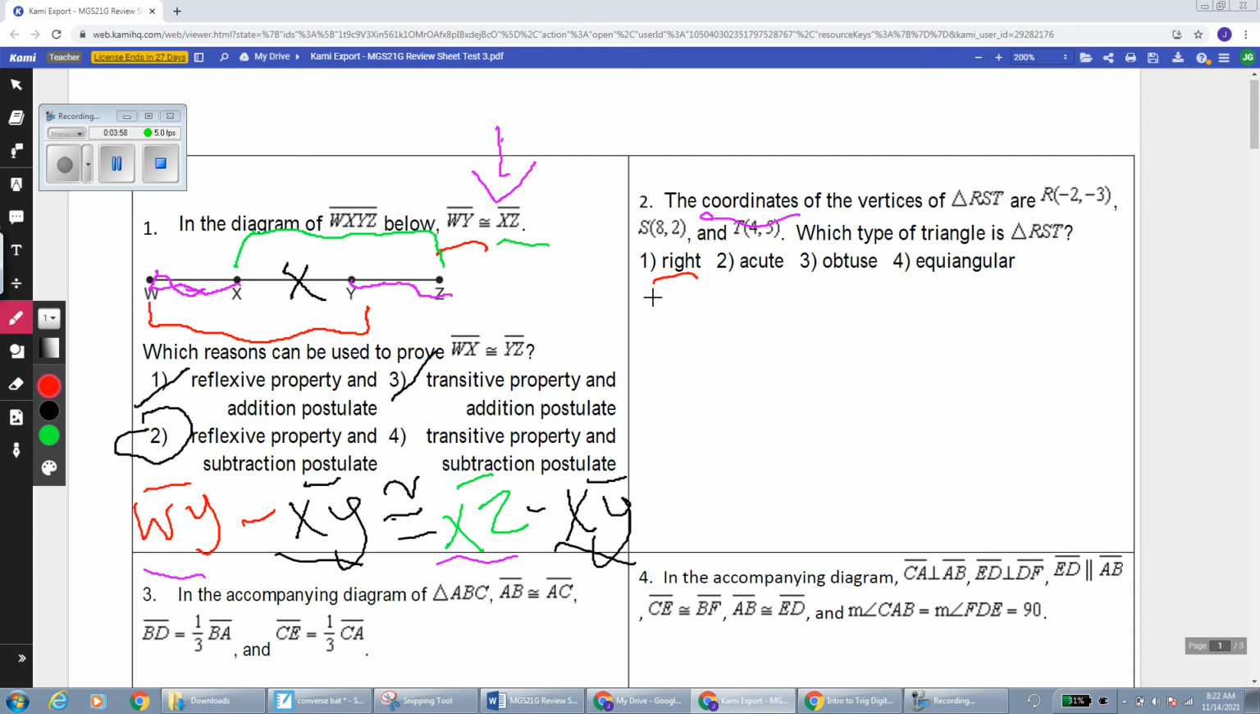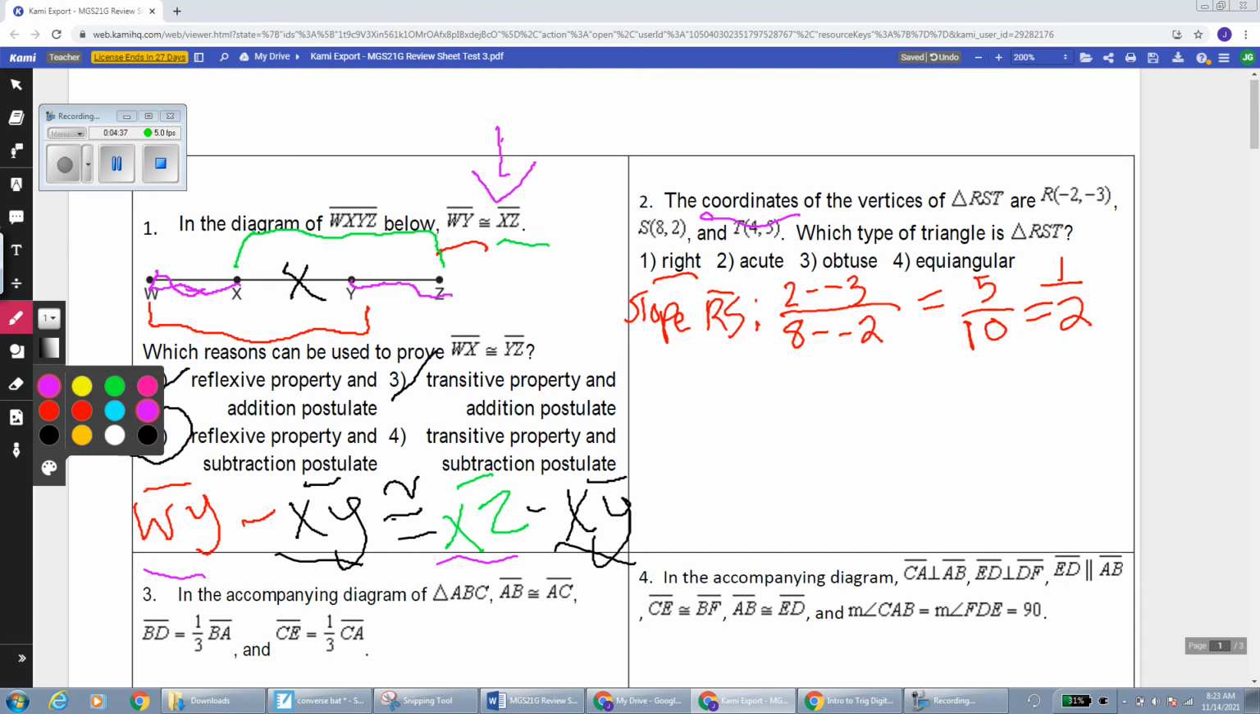So let's do that. Let's find the slope of RS, which is one side of this triangle. Slope formula is subtract the y's divided by subtract the x's. So the y coordinates here are 2 and -3 from points R and S. And the x coordinates are 8 and -2. So that's 8 minus -2. And we get 5/10, which is 1/2.